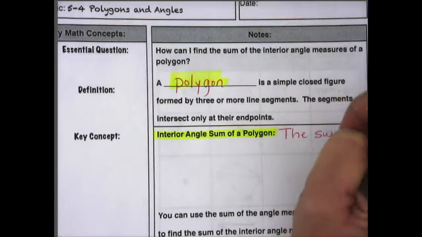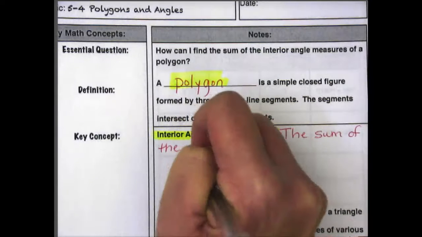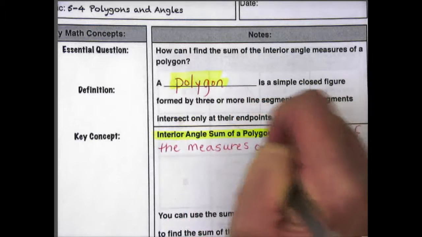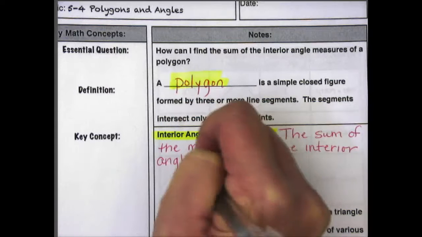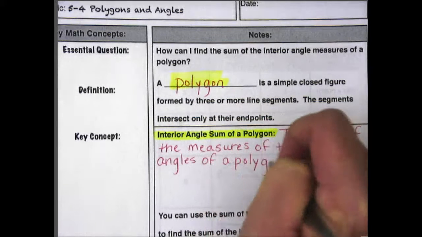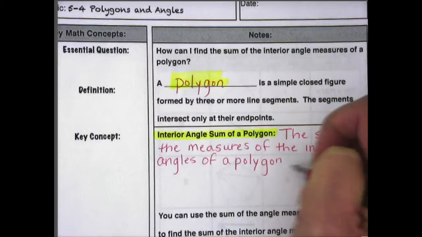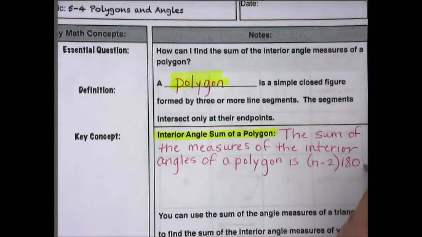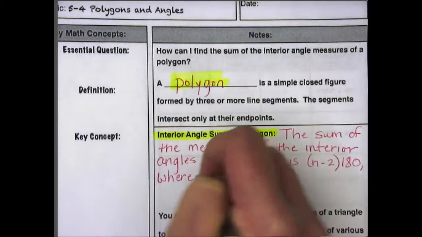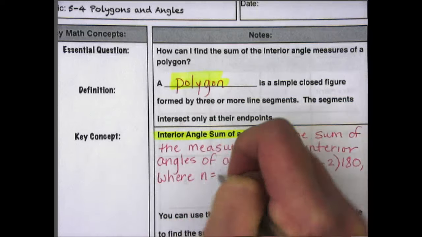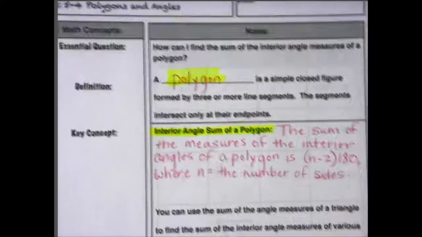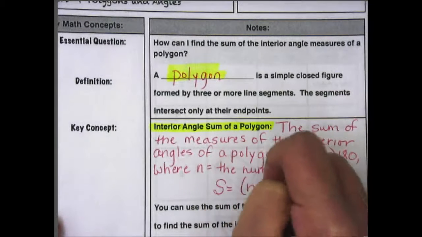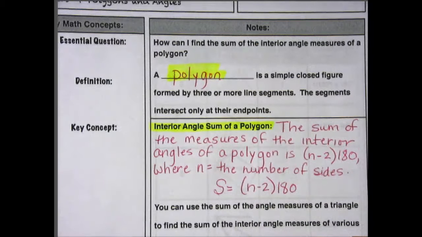All right, the sum of the measures of the interior angles of a polygon is n minus 2 times 180, where n equals the number of sides of the polygon. So the actual formula then is S equals n minus 2 times 180. So the sum of the interior angles equals n minus 2 times 180.